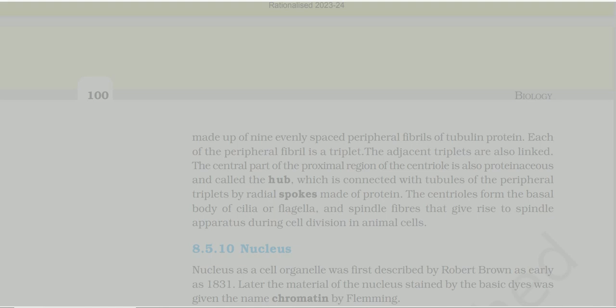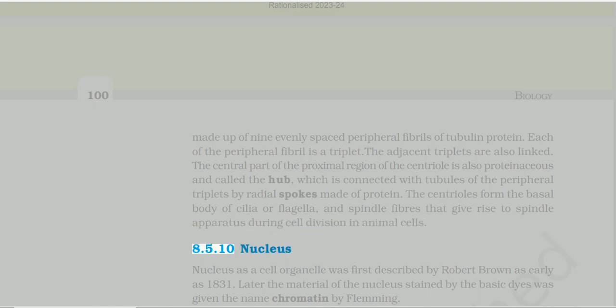Each centriole is made up of 9 evenly spaced peripheral fibrils of tubulin protein. Each of the peripheral fibrils is a triplet. The adjacent triplets are also linked. The central part of the proximal region of the centriole is also proteinaceous and called the hub, which is connected with tubules of the peripheral triplets by radial spokes made of protein. The centrioles form the basal body of cilia or flagella, and spindle fibres that give rise to the spindle apparatus during cell division in animal cells.